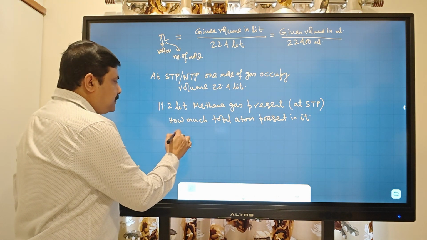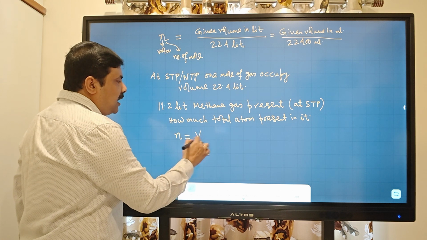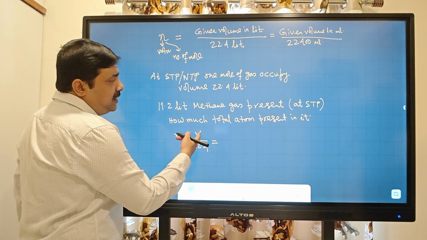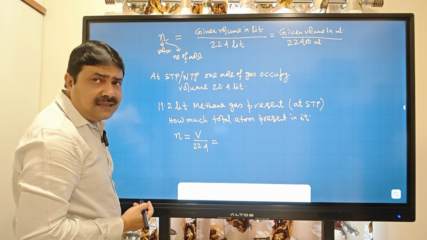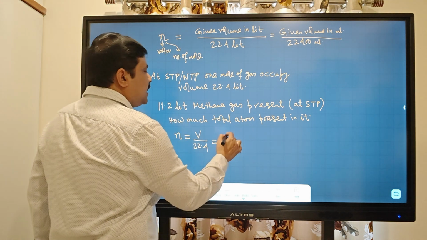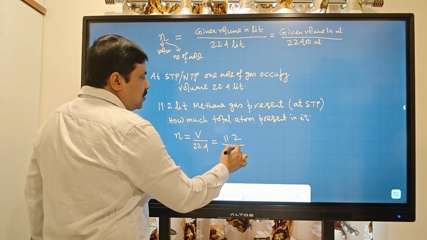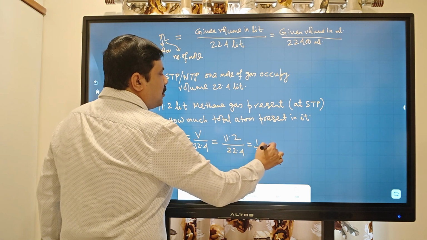Then immediately number of moles will be equal to given volume by 22.4 liters. Given volume should be in liter, both units will be the same, then only the units cancel out, and then only you will get certain values. So volume is given in liter, how much? 11.2. And this is nothing but 22.4. Then we are getting 1 by 2 mole, half mole.